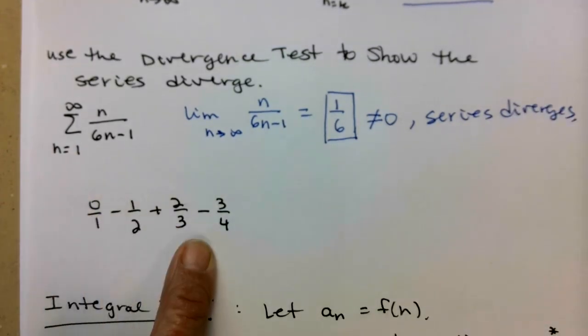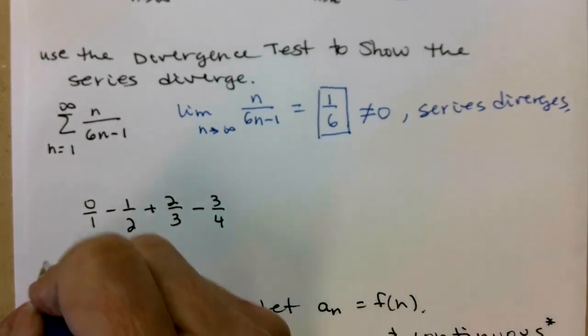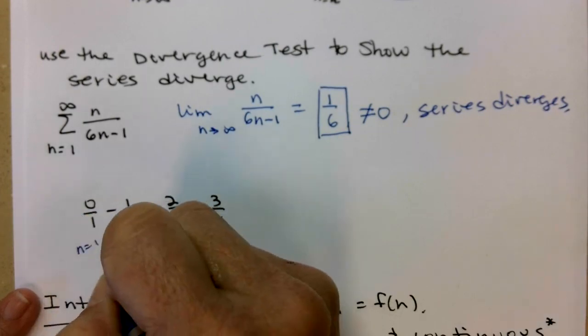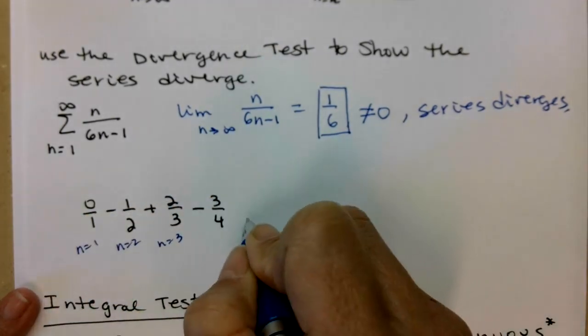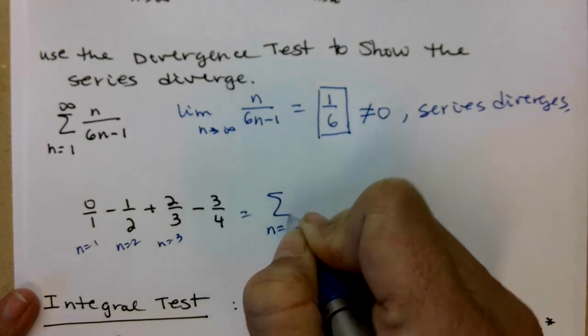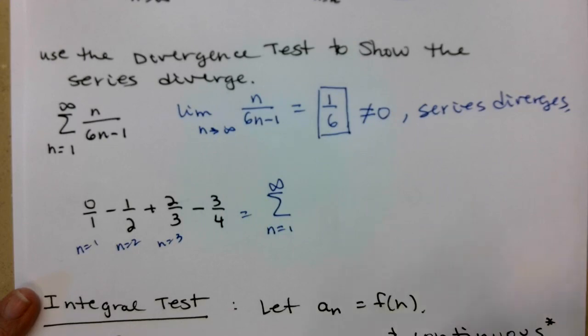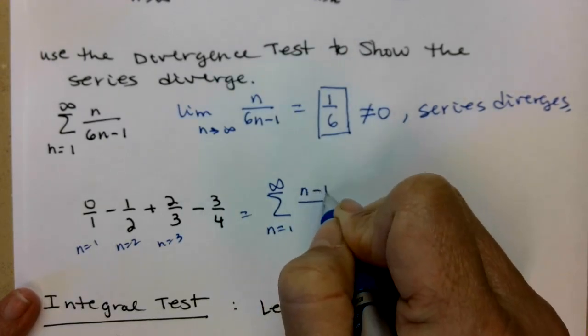All right, how about this next one? I don't have an nth term here, so what do we need to do? Exactly, we need to write out that nth term. Let's figure out what it's going to be. Okay, so again, here's our n equals 1, n equals 2, n equals 3. So let's write it in its summation notation. So for n equals 1 to infinity, what does that look like? It looks like n minus 1 over n.